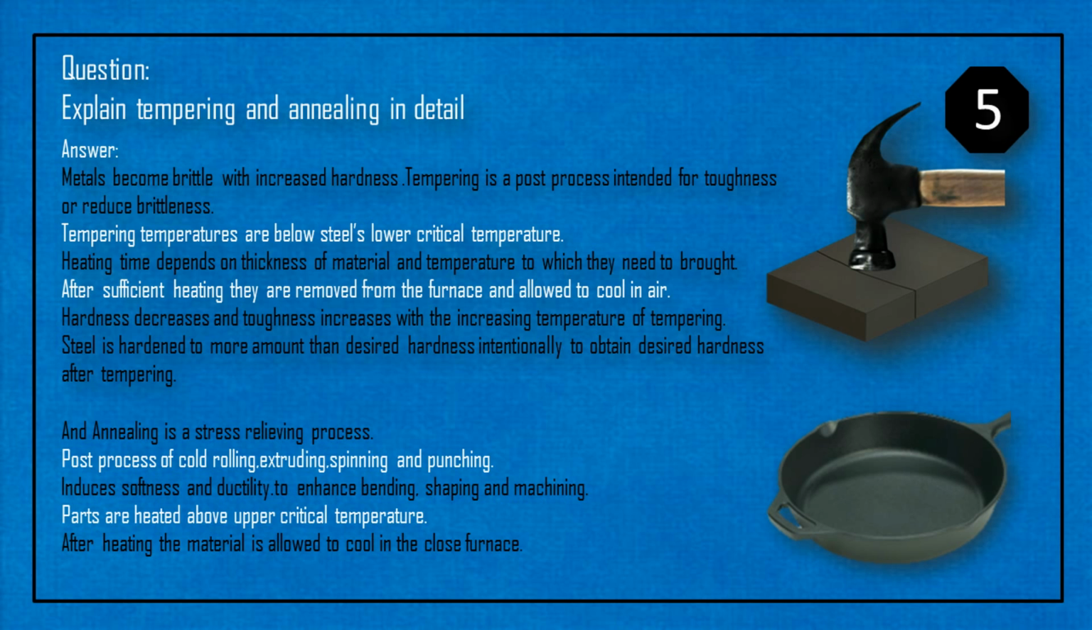And annealing is a stress-relieving post-process of cold rolling, extruding, spinning and punching. Induces softness and ductility to enhance bending, shaping and machining. Parts are heated above upper critical temperature. After heating the material is allowed to cool in the closed furnace.